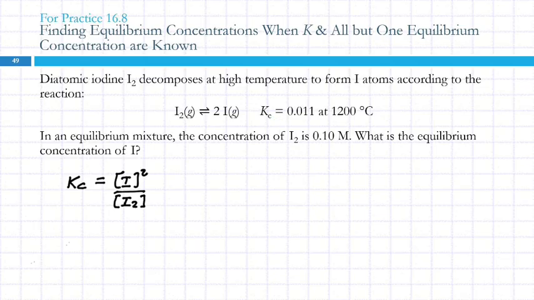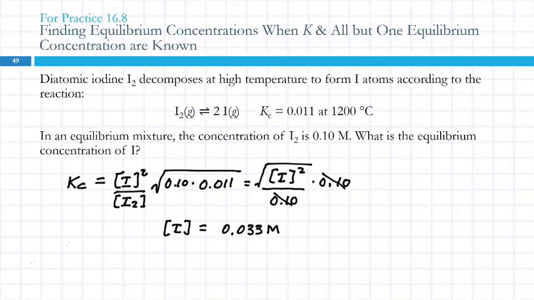We know what K is, 0.011. We know what the concentration of I2 is at equilibrium because they told us, 0.10. We're trying to find the concentration of iodine atoms. So this is the easier one.